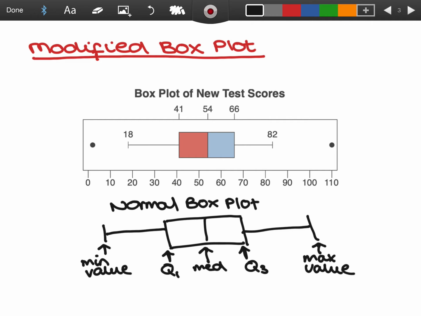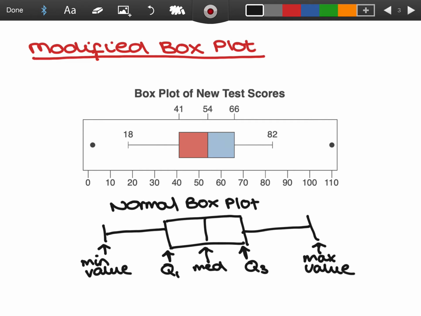Then we're going to talk about something called a modified box plot. And what that does is it shows you the outliers in the data. Okay. Now, normally with a normal box plot, those lines at the edges, which they actually call whiskers, which is why when you looked in Excel, they were called box and whisker plots. Those lines at the edges are called whiskers. They go all the way out to the minimum and maximum values.